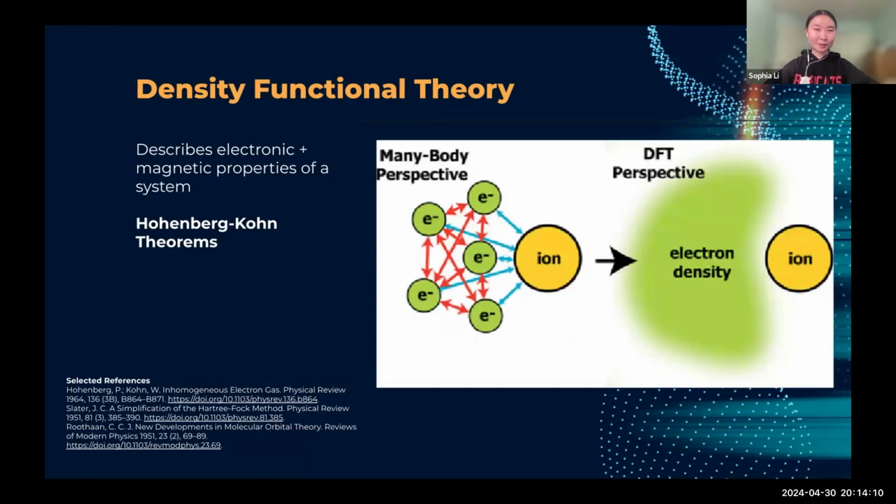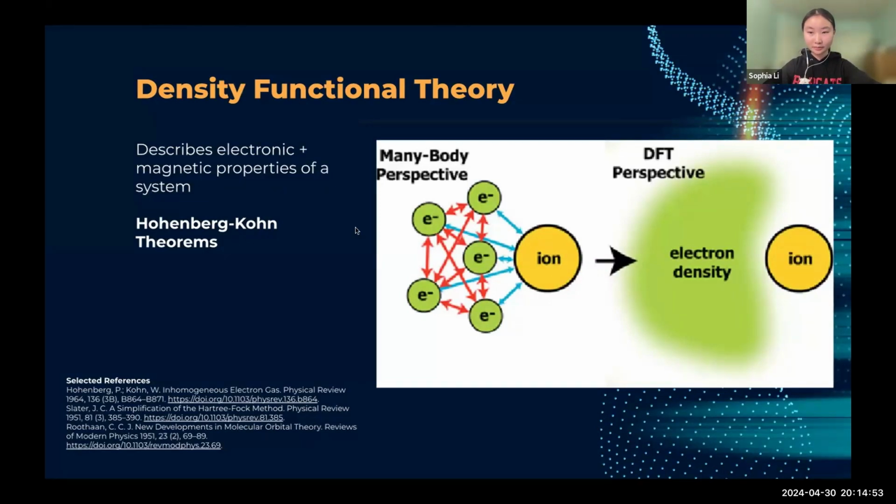So another major part of our project is density functional theory. And DFT, by definition, is a computational quantum mechanical method to describe the electronic and magnetic properties of a system. So DFT is like a shortcut to solving Schrödinger's equation for every single electron in a system. It is based off of the Hohenberg-Kohn theorems, which state that knowing the electron density of a system allows you to determine all ground state properties of a system, including total energy, which means instead of the many-body perspective, which would mean considering every electron's individual wave function, you can just consider the electron density as a whole in this DFT perspective.